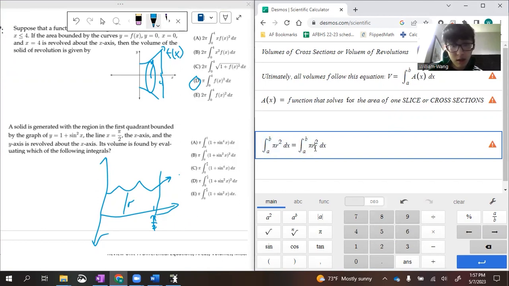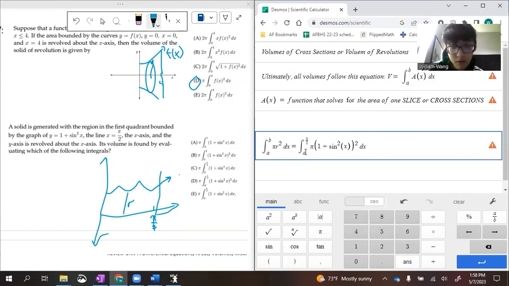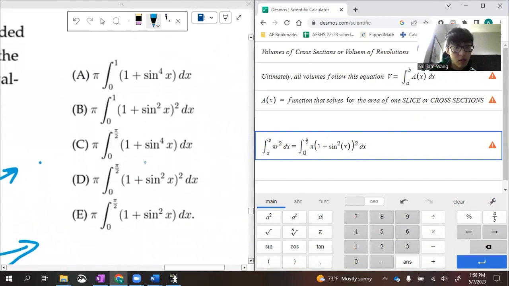My upper function, I'm going to count on it being 1 plus sine squared of x. So I input 1 plus sine squared of x in for my radius. My bounds go from 0 to pi over 2. And that effectively is it. So which one of these matches up with that? It looks like to me it is answer choice D, and of course that's because I can move this pi out front.